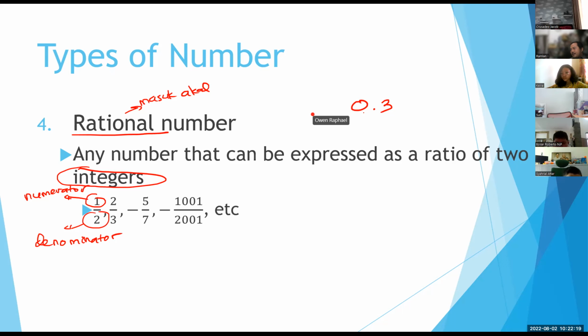Yang lain guys? John maybe? Just yes or no? I think yes, it's a rational number. I'm just guessing. Okay, yes. Tadi John ngomong apa ya? Tadi saya nggak dengar. Sorry, John. Yes atau no? Yes. Okay. Can someone give me a reason why is it yes or why is it no? I said yes because 0.3 can be turned into like 3/10, right? Yes, actually that's true.